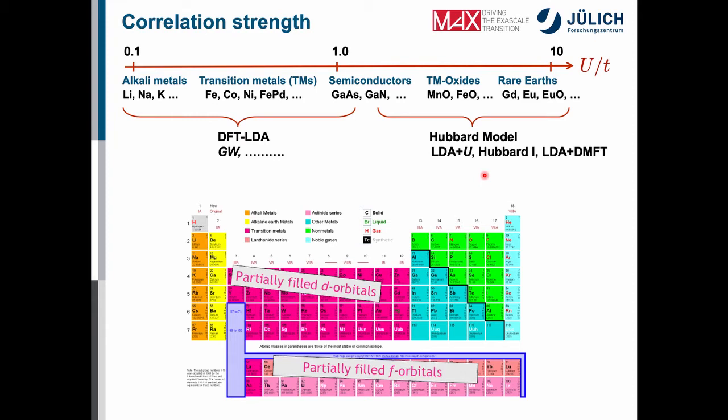In this context, one often talks about this ratio as a measure for the correlation strength. The Hubbard U parameter divided by the bandwidth. If this ratio is small, for example for alkali metals or transition metals, then DFT or GW will still give you a pretty good description of the electronic structure. On the other hand, if the ratio is large, as is the case for transition metal oxides or rare earths, then you might have to use a more model-oriented approach.